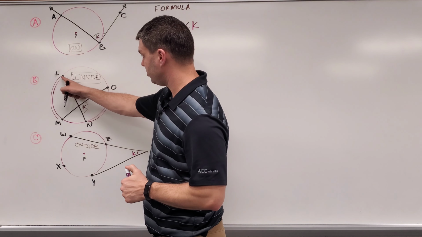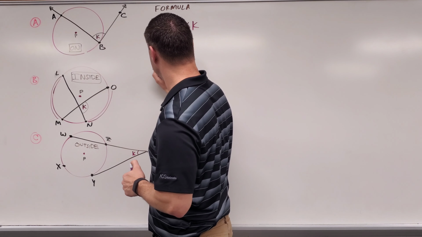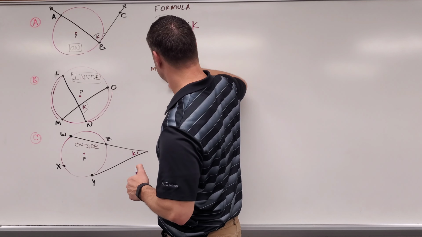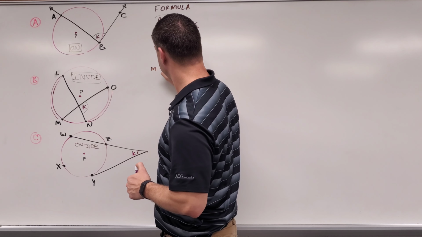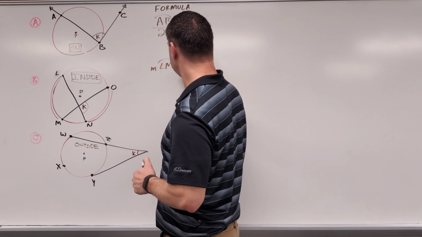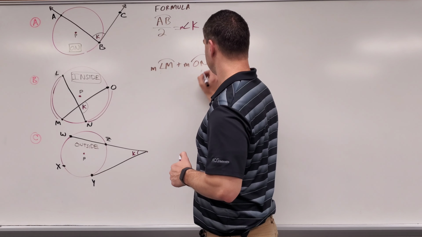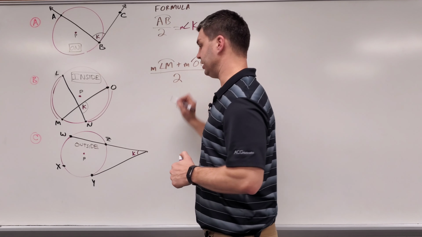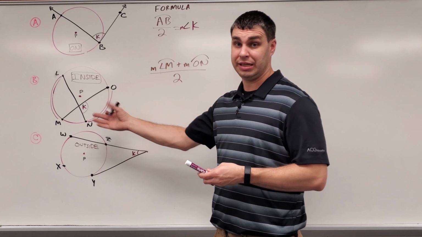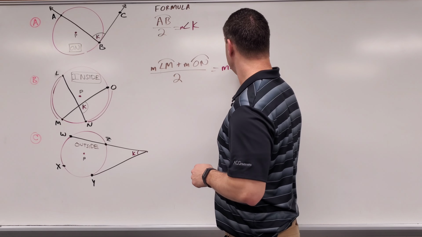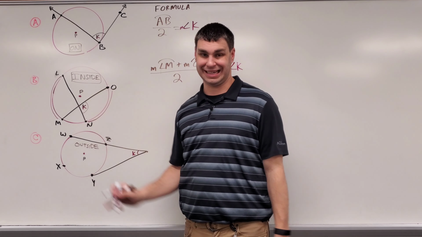So I would add up the measure of arc LM, plus the measure of arc ON, divided by 2. And that's going to give me the average of those two. That'll be the measure of angle K. So it equals the measure of angle K for the one that's inside the circle.